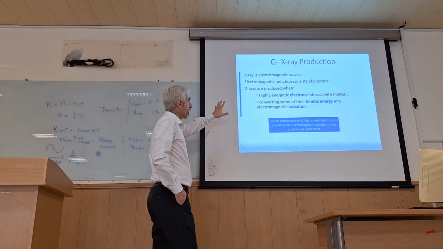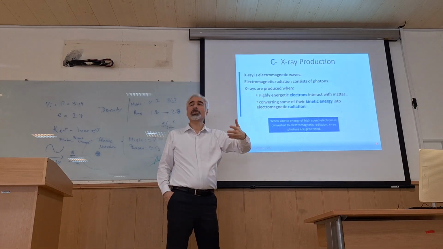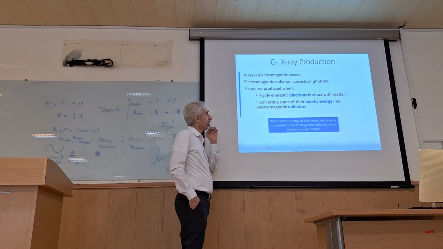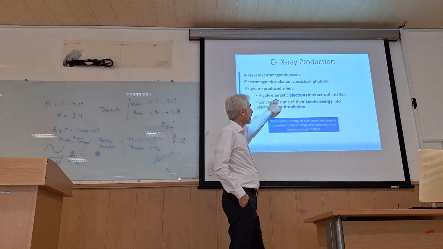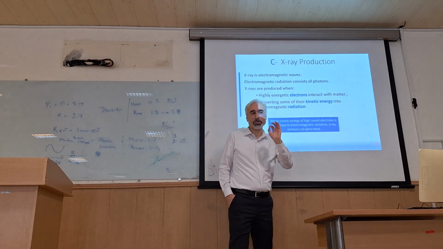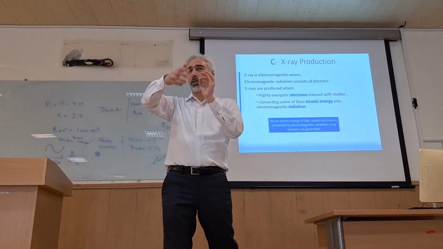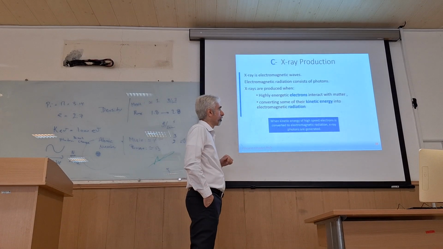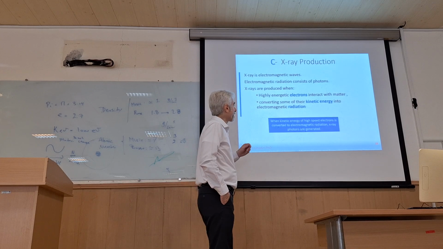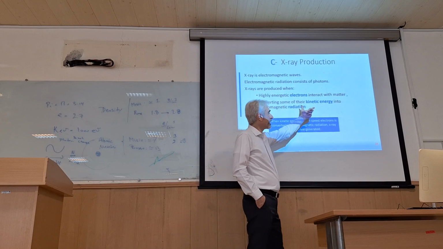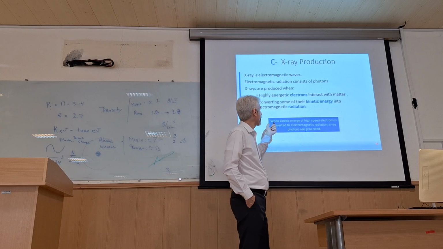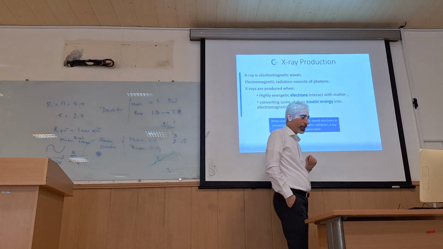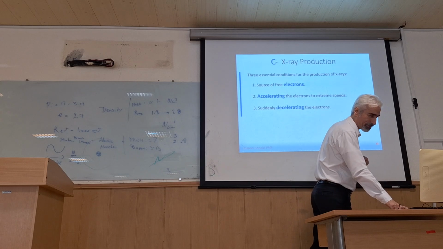How can we generate the X-ray? Again, by changing the energy type. In this method, we have very energetic electrons, the electrons which are normally rotating around the nucleus in the atom, and convert the kinetic energy of electrons into photon energy. How can we do that?